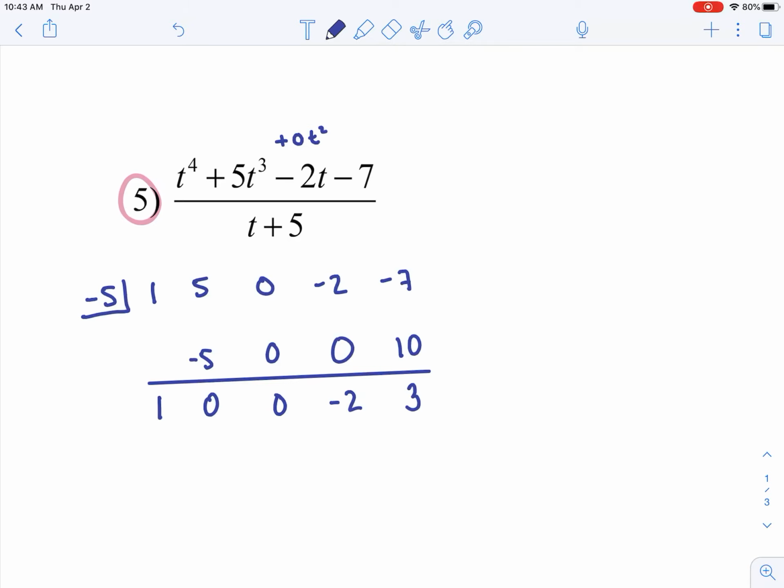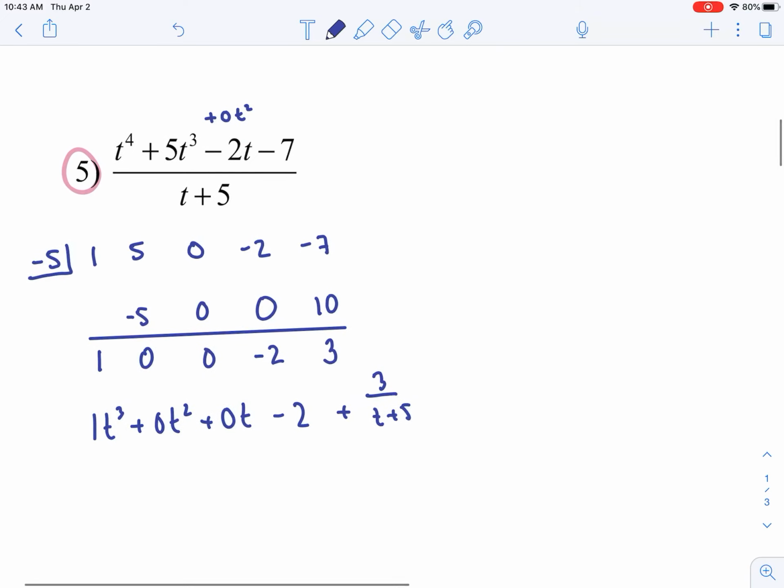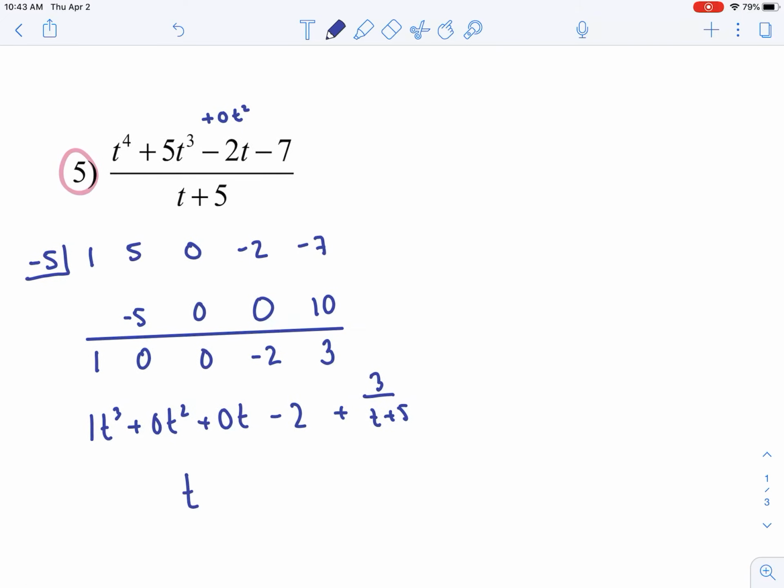Okay, I'm going to expect my solution to be t to the third. So this is 1 t to the third, write this if you need to, 0 t squared plus 0 t minus 2 plus 3 over t plus 5. I'm going to write it one more time without the zeros in there. T to the third minus 2 plus 3 over the quantity t plus 5. You certainly don't need to do that other step if you don't need to.